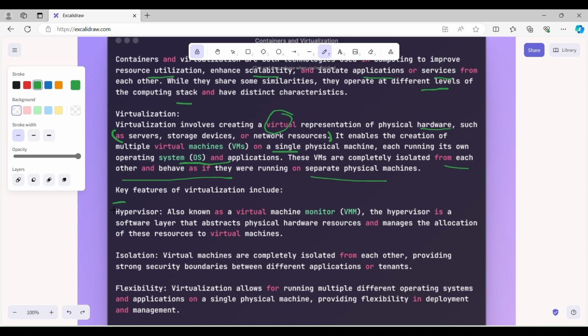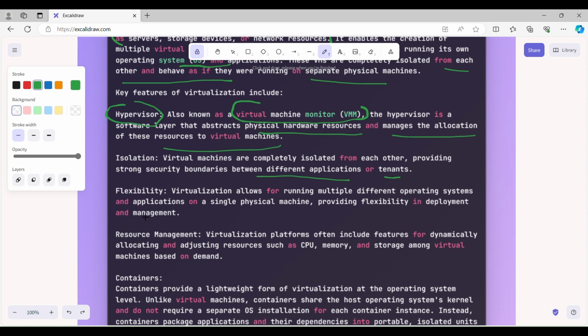First is the hypervisor. A hypervisor is also known as a virtual machine monitor, and it is a software layer that abstracts physical hardware resources and manages the allocation of these resources to virtual machines. Next is isolation, which simply means virtual machines are completely isolated from each other, providing strong security boundaries between different applications or tenants.